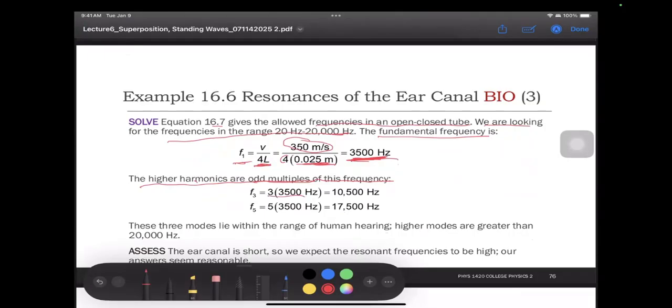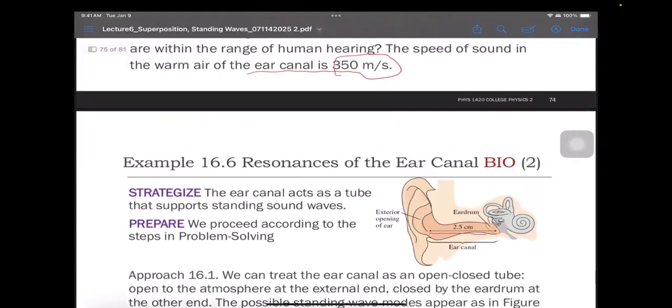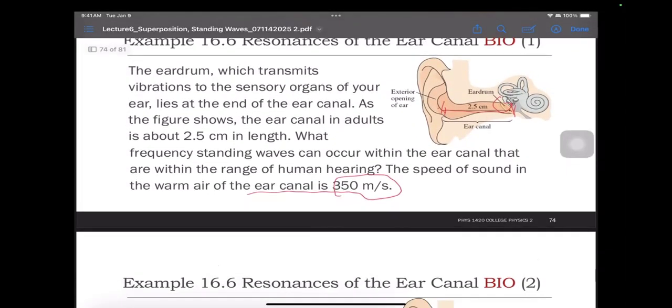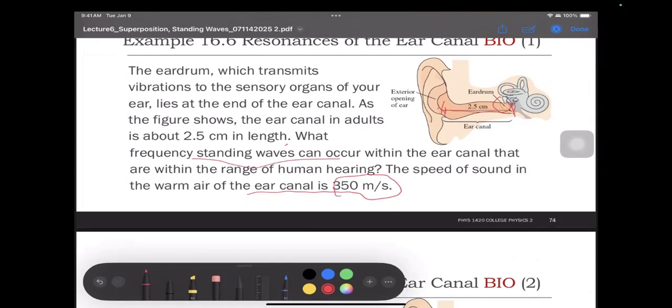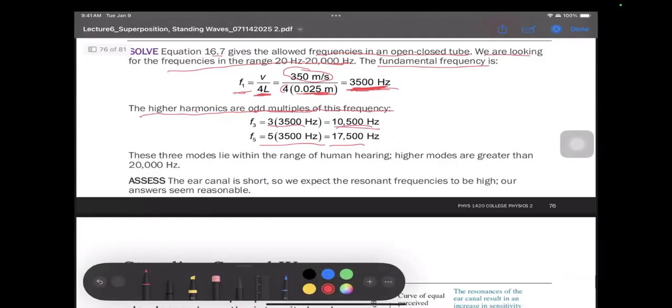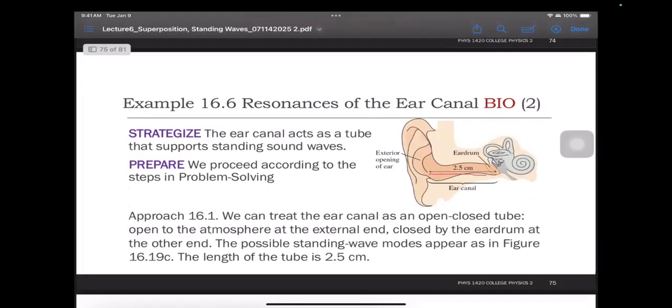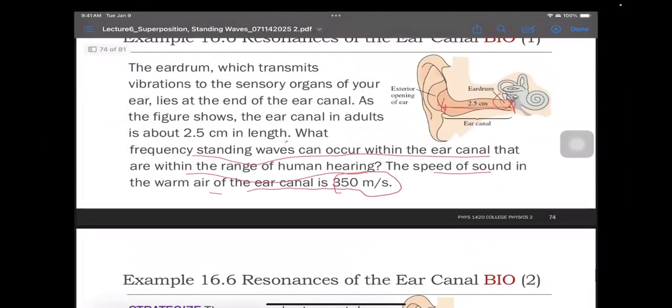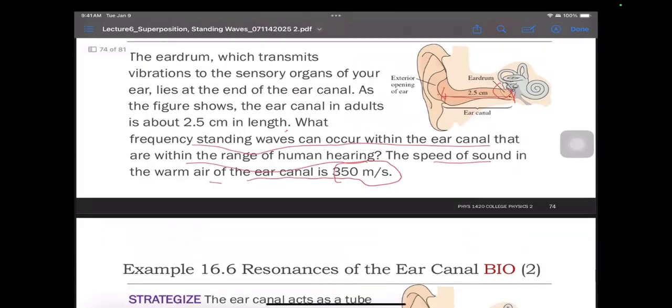This is one. This is 3, 5. So the question asks us what frequency standing waves within the range of human hearing, with the speed of sound that one. So those three frequency standing waves can occur within the ear canal that are within the range of human hearing. Does it make sense to you?